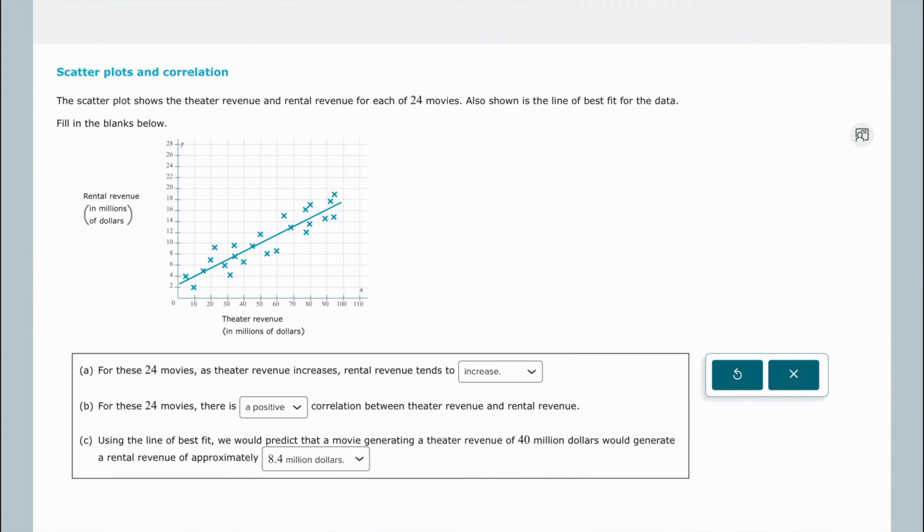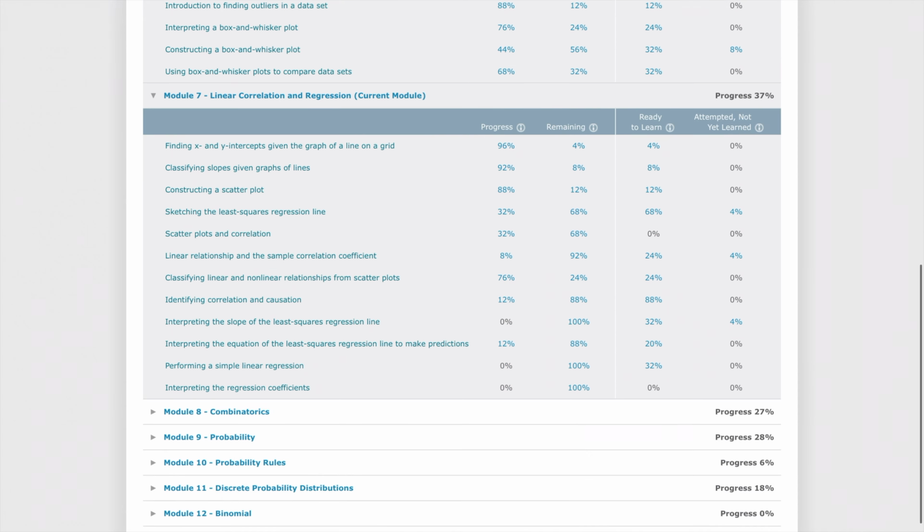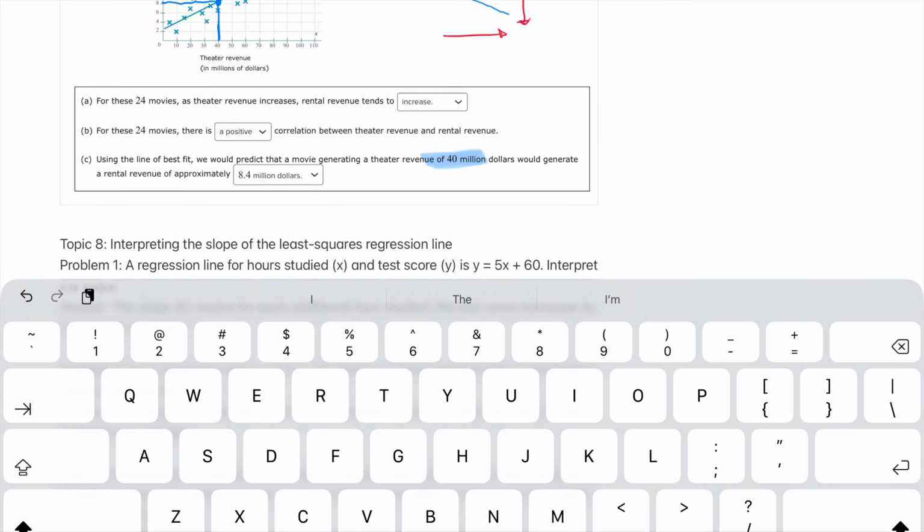Let's just go to, I was going to use that example, but what was the name of it? Interpreting the slope line.